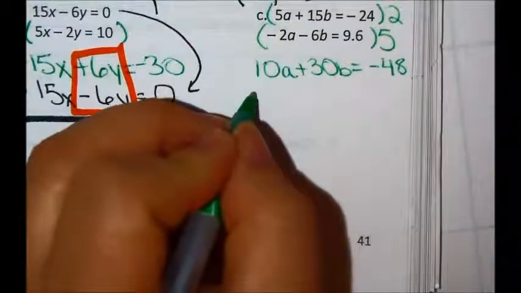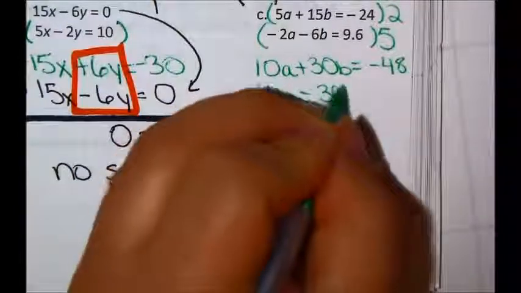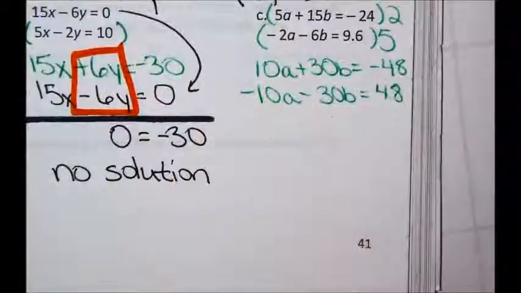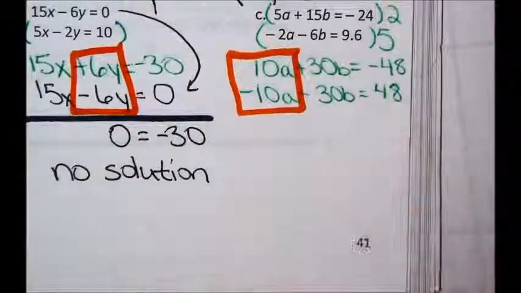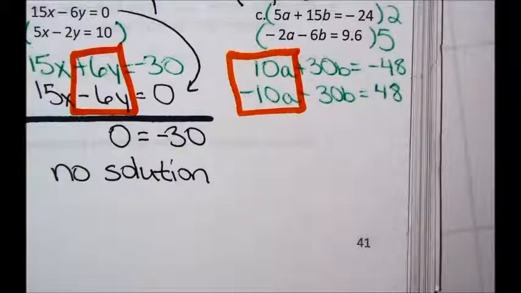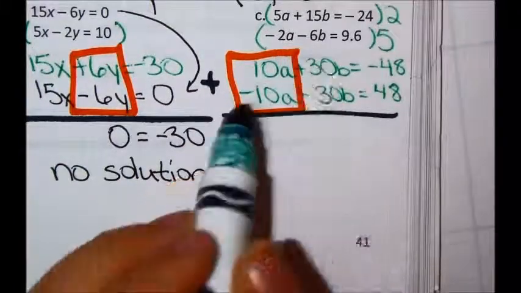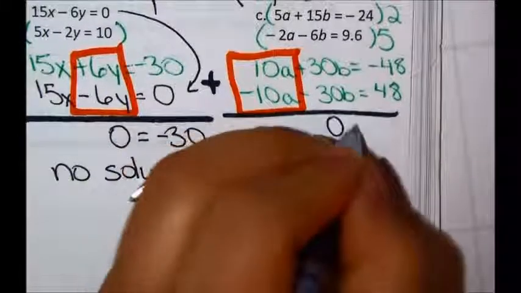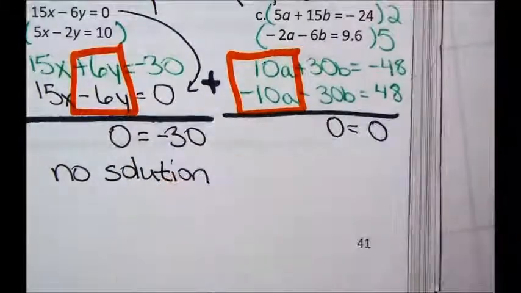The bottom equation becomes negative 10a minus 30b equals positive 48. My goal was to get my a's to cancel. Does that happen if I add them? Yes, it does. So let's add these two equations. 30b plus negative 30b gives me 0. Negative 48 plus 48 gives me 0. This is a true statement, therefore there are infinite solutions.